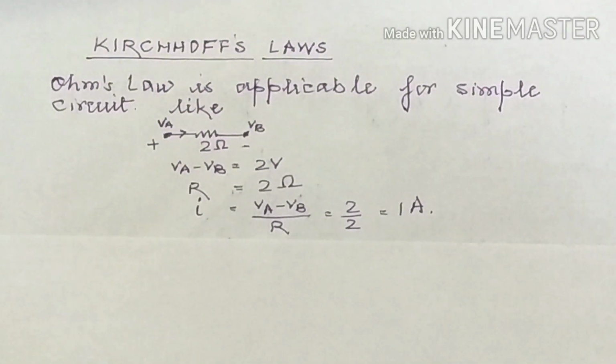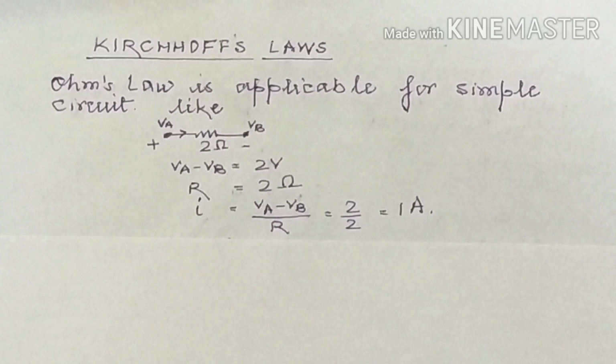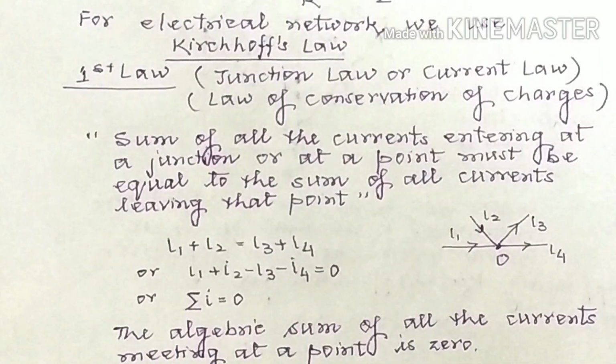So by this Ohm's law we can find out any quantity, potential difference, current or resistance, if the other two quantities are given for a simple circuit. For an electrical network, if a complex circuit is given, we use Kirchhoff's law.